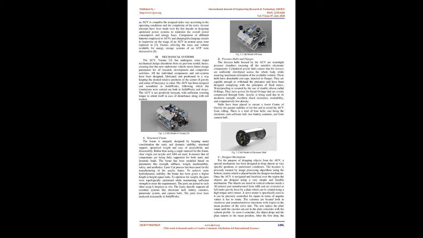A brief study and data analysis of operating depth, speed, communication, and navigation systems of 33 AUVs has been discussed. Time taken by an AUV to complete the assigned tasks varies according to the operating conditions and the complexity of the tasks. Several attempts have been made over the last decade in designing optimized power systems to minimize the overall power consumption and energy losses. Comparison of different batteries employed in AUVs and charging/discharging circuits to improvise on the usage of an AUV in remote areas were explored. Factors affecting the mass and volume available for energy storage systems of an AUV were also discussed.